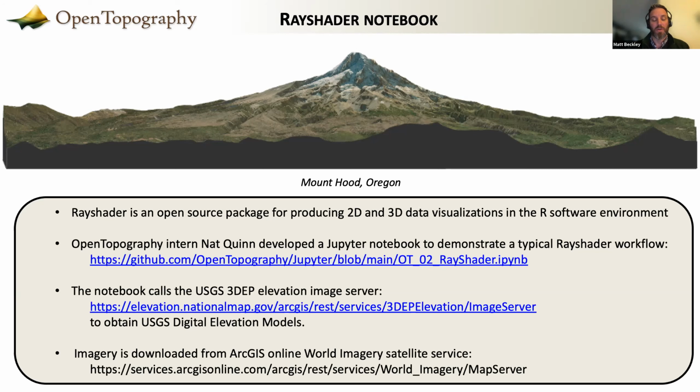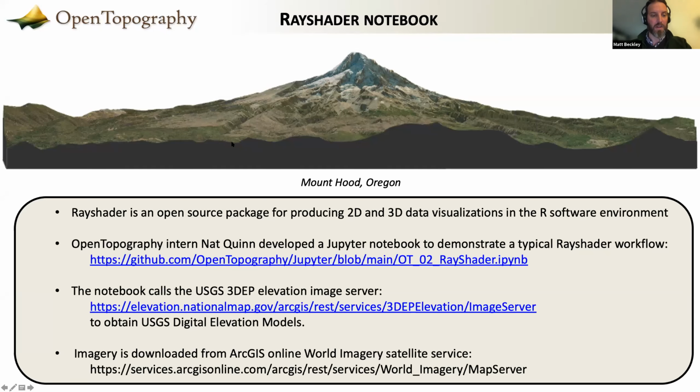And as part of that workflow, you enter a lat long box, and it zooms to an area, and then it leverages the USGS 3DEP image service. So it goes in and grabs a DEM for whatever region you select, so it downloads that. Then it goes to the ArcGIS image server and downloads the aerial imagery or satellite imagery for that same region, and then it drapes the imagery on top of the DEM and makes this visualization.